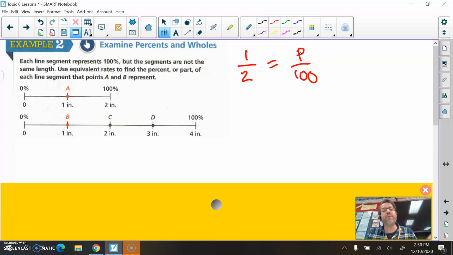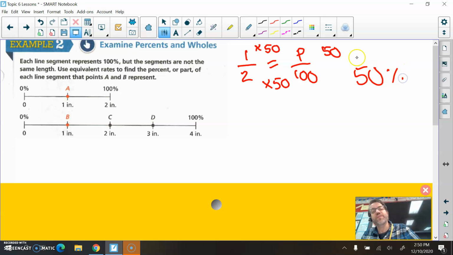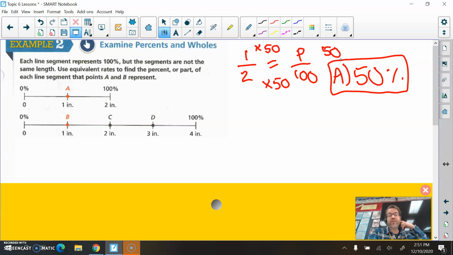You probably already can tell what it will be, but I can see 2 does go into 100 if I multiply by 50. And if I do the same in the numerator, 1 times 50 equals 50. So it must represent 50%. Okay, so point A is 50% of that line. It's at the 50% point of that line segment. 1 inch is 50% or half of 2 inches.